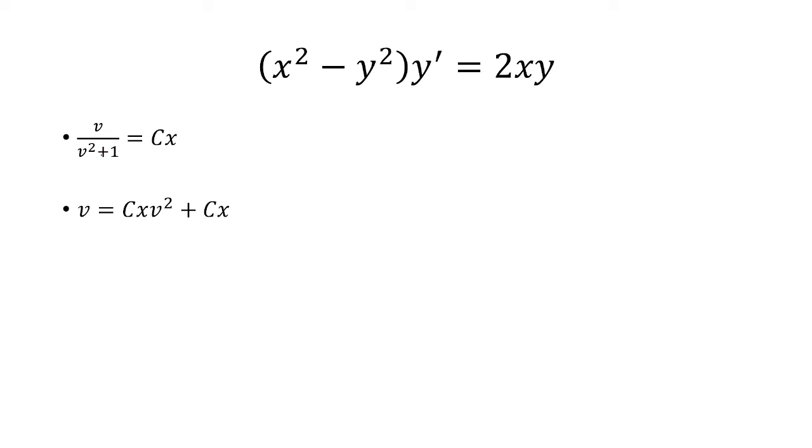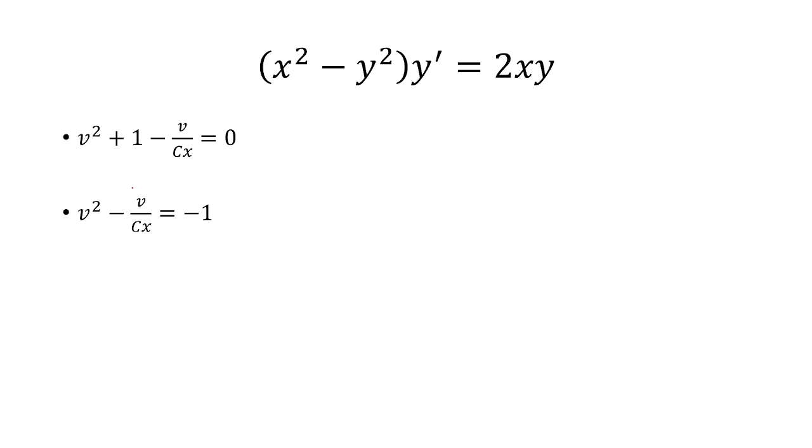Now I distributed both sides by v squared plus 1, so multiply that on both sides. And then I brought the cxv squared and the cx to the left by subtracting, divided by negative cx to get v squared plus 1 minus v over cx.